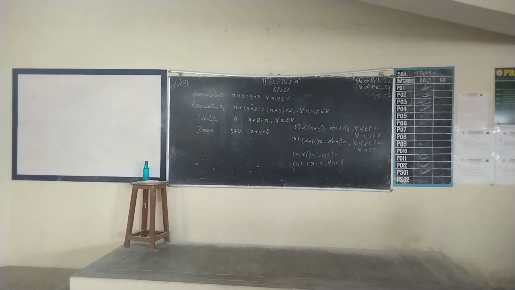Then what is the additive identity? x plus 0 equal to x. The additive identity is 0. It is actually the 0 vector. It is not the numerical value 0, it is a 0 vector. What is the multiplicative identity? 1 is called the multiplicative identity.